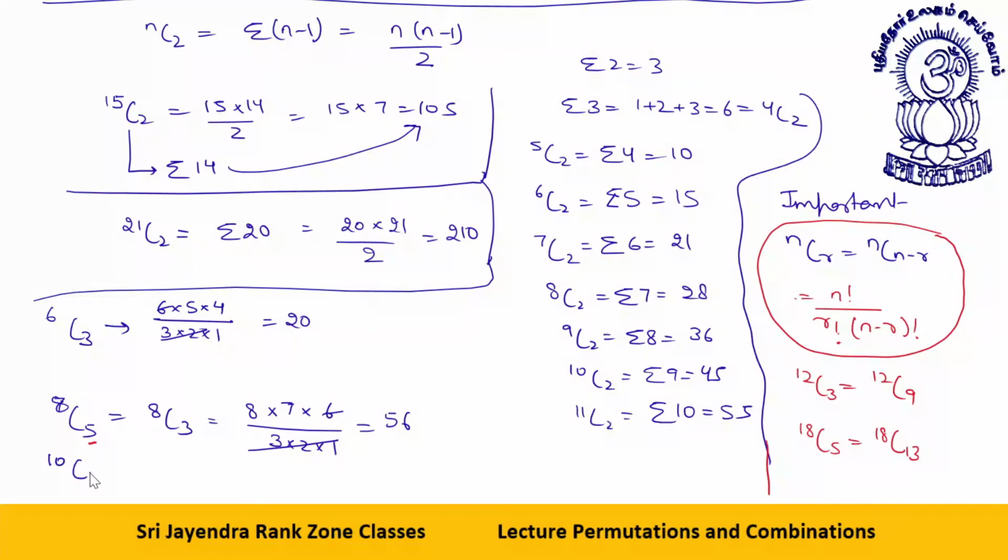Suppose I say 10C3. 10C3 will be equal to 10C7. That will be what? That will be 10 into 9 into 8 divided by 3 into 2 into 1. 3 and 9 cancel to give me a 3, or I can directly say this is 720 by 6, to give you 120. I hope so far things are clear.